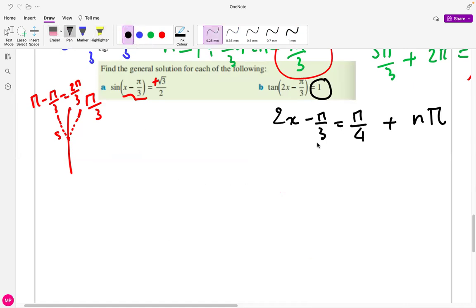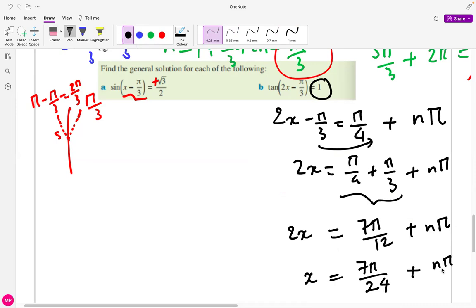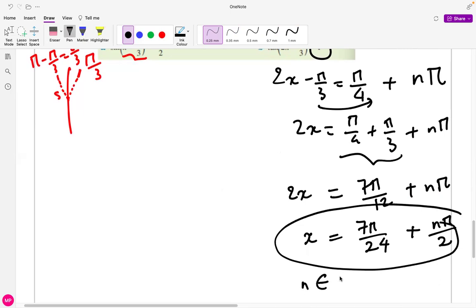Then we solve for x: we add pi/3 over, so 2x equals pi/4 plus pi/3 plus n pi. Pi/4 plus pi/3 is 7 pi/12 plus n pi. Then we divide both sides by 2. If we divide by 2 here, we get 7 pi/24 because we multiply by a half, and we divide by 2 here, we get n pi over 2. So this will be your general solution, and n is an element of Z.